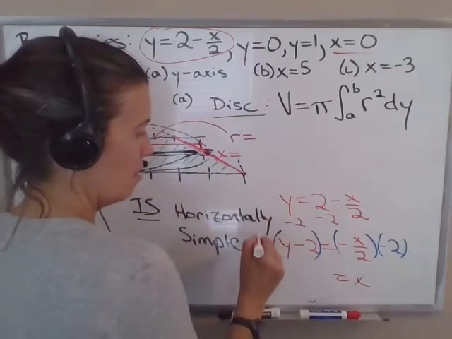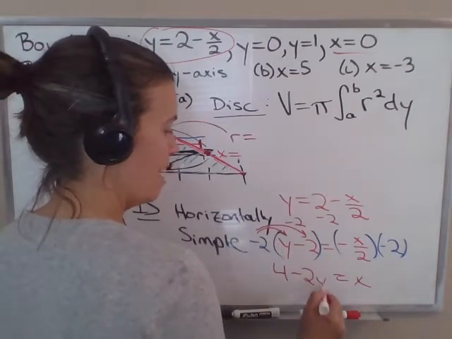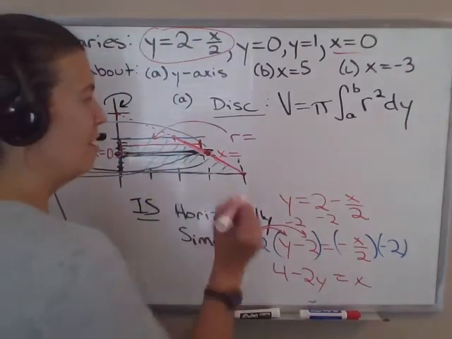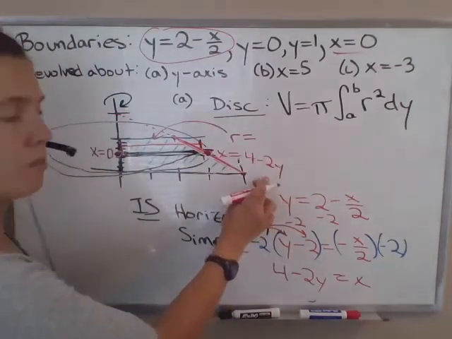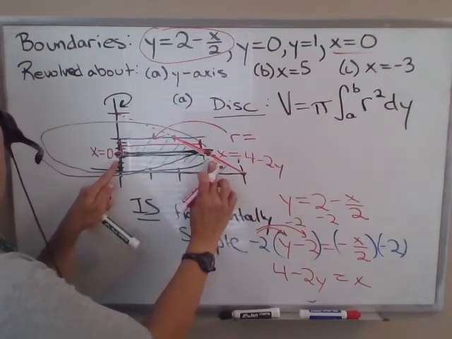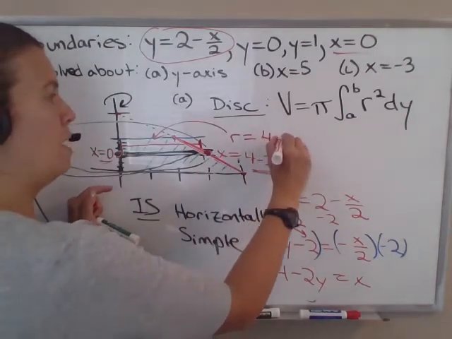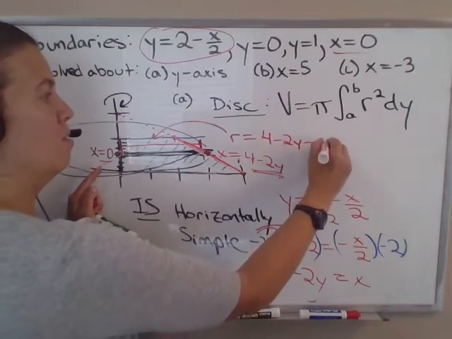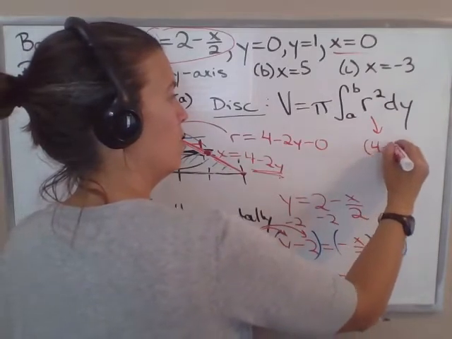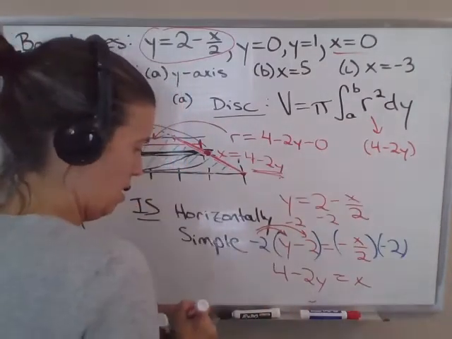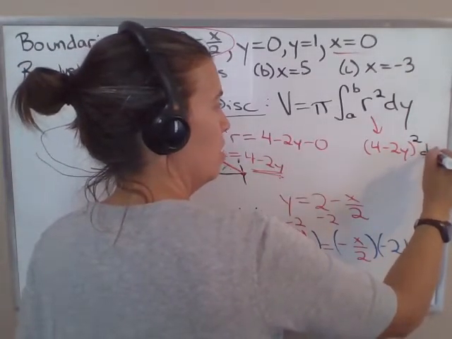If I distribute the negative 2, I'll have positive 4 minus 2y. I always like it better to write the positive term in front. So x equals 4 minus 2y when we take that equation and solve it for x. And so the radius, like I said, is the difference between those x values. So the radius here, you do right minus left. So 4 minus 2y minus 0. So the radius that needs to go in the formula right here is 4 minus 2y. And that's the radius squared.